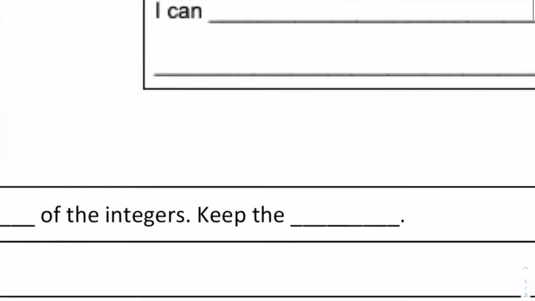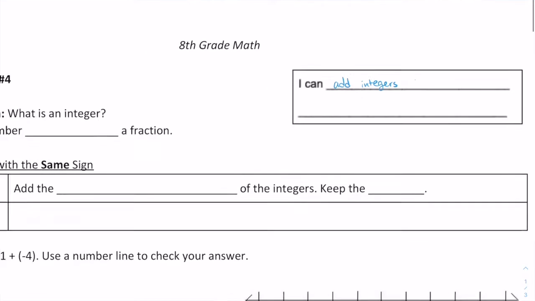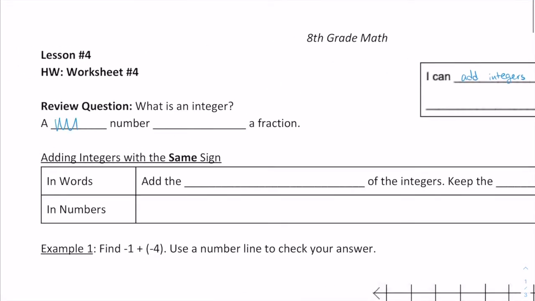In this first lesson, we are going to be talking about adding integers. So "I can add integers" is going to be our I can statement. But first, let's quickly review what an integer is. An integer is a number, not a whole number, but a number without a fraction. So today we're talking about adding and subtracting numbers that are not fractions or decimals. We'll get to those eventually, but for now, this is what we are talking about.